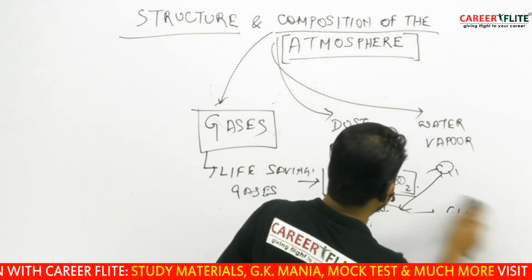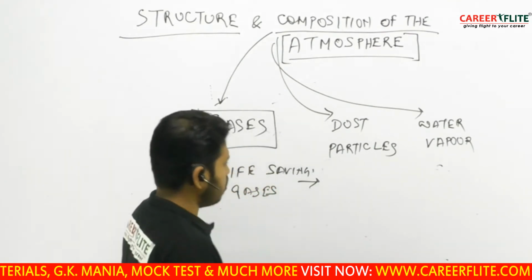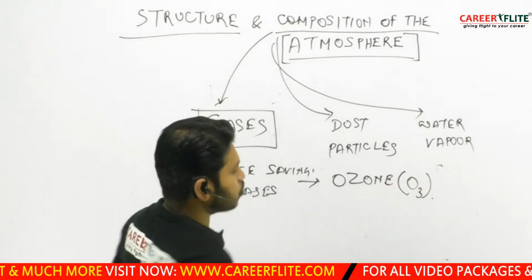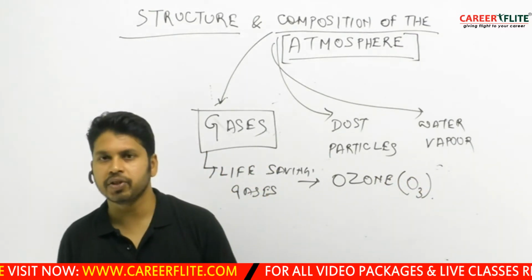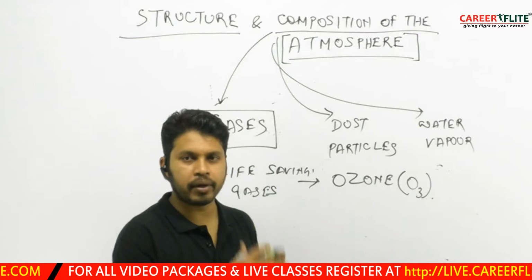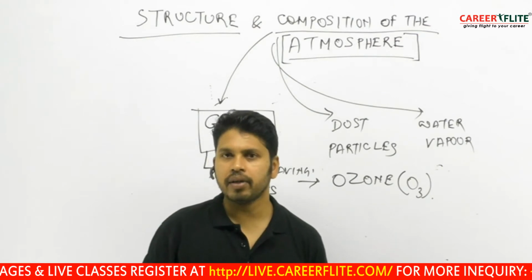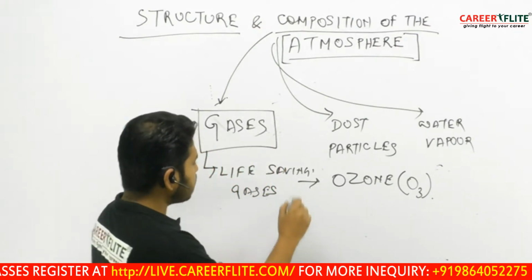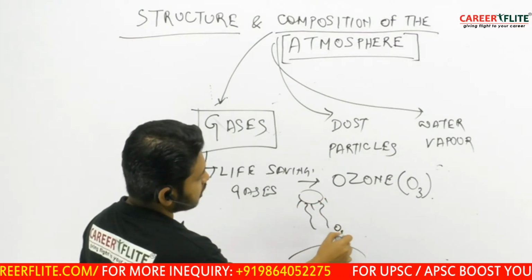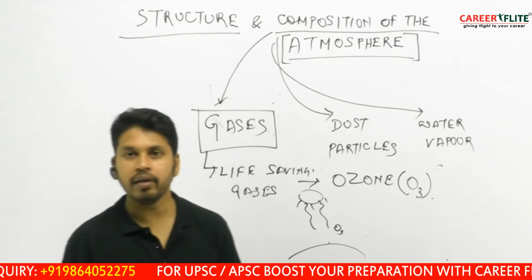Now, one more important life-saving gas is ozone. The formula is O3. Ozone we generally find in the stratosphere. What is the job of ozone? It protects the living organisms on the surface of the earth by absorbing the harmful ultraviolet radiation. Lots of radiation comes from the sun to the surface of the earth. The ozone molecules are present between 10 to 50 kilometers from the surface of the earth.